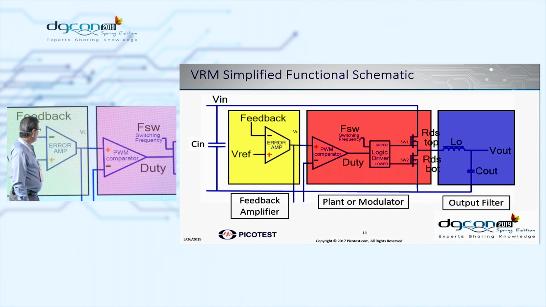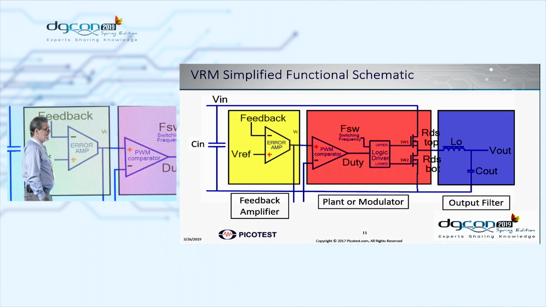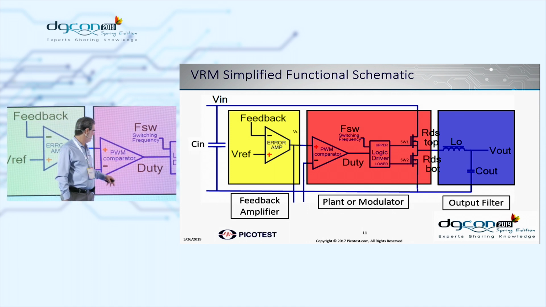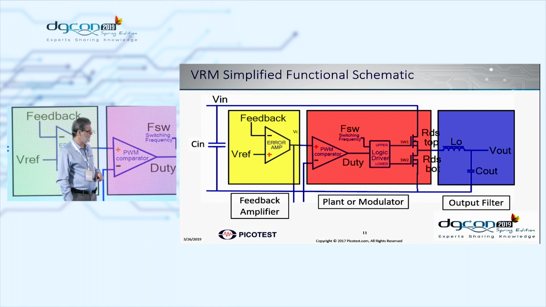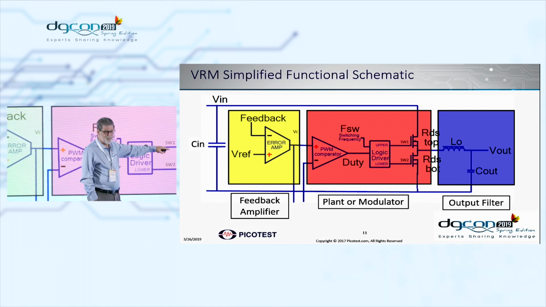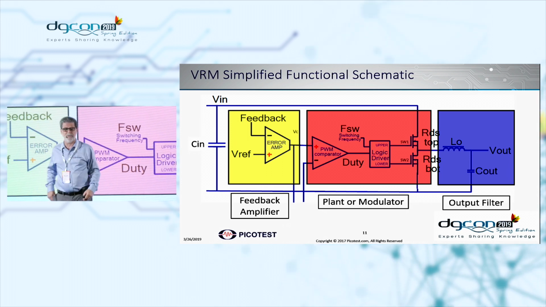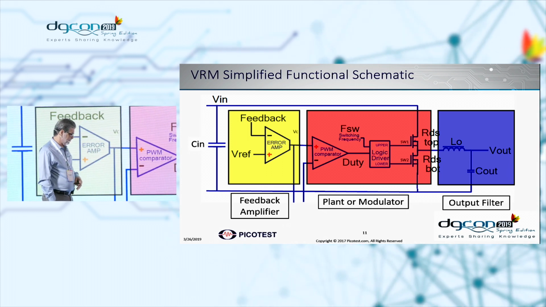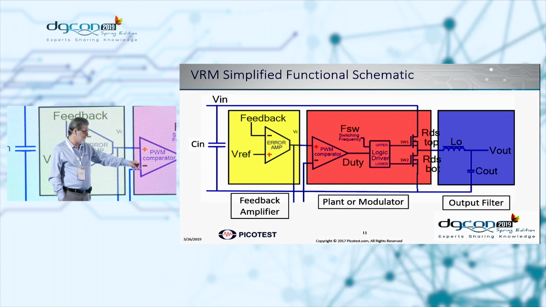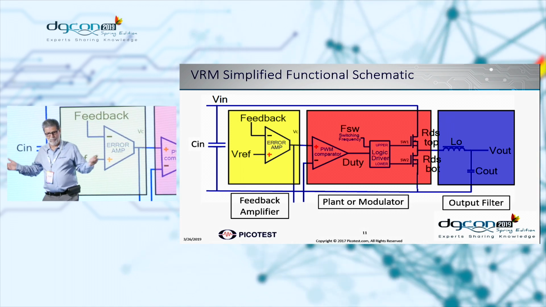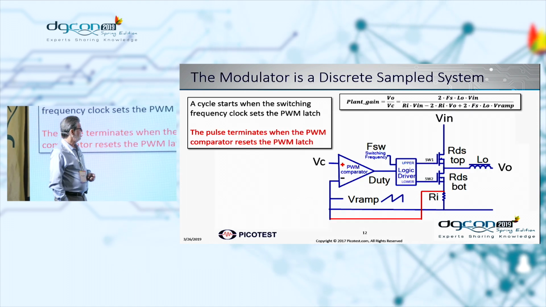If we look at a typical VRM, it looks something like this. There's a feedback amplifier. There's a modulator that's made up of the driver, the switching MOSFETs, and the pulse width modulator comparator. And then there's an output filter that averages the switching to make it look like a DC voltage, albeit with ripple on it. And we can break that into the 3 sections: output filter, planar modulator, and the feedback amplifier. And that's a typical voltage mode feedback controller.